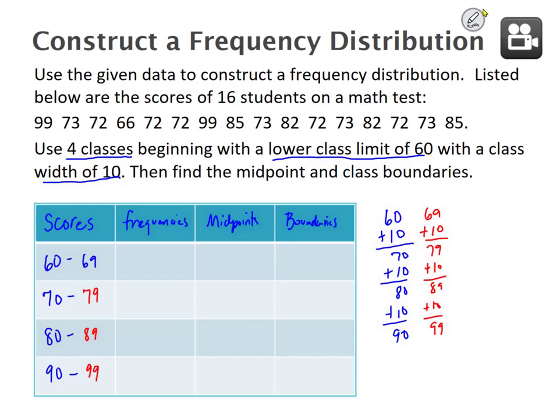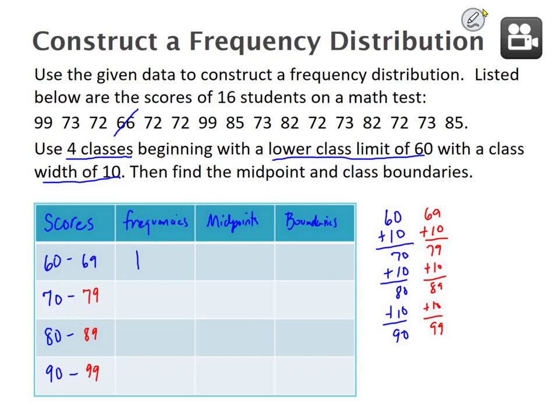Remember that frequencies is just another fancy word for counting, so we go back and look at our list of 16 students and we count how many are in the first class between 60 and 69. And if we scan that list, there's only one, the 66. So the frequency is 1. I highly recommend that you underline or circle or cross out those numbers as you're counting them. Even if they're on the homework on the screen, you might go ahead and write them down, cross them out.